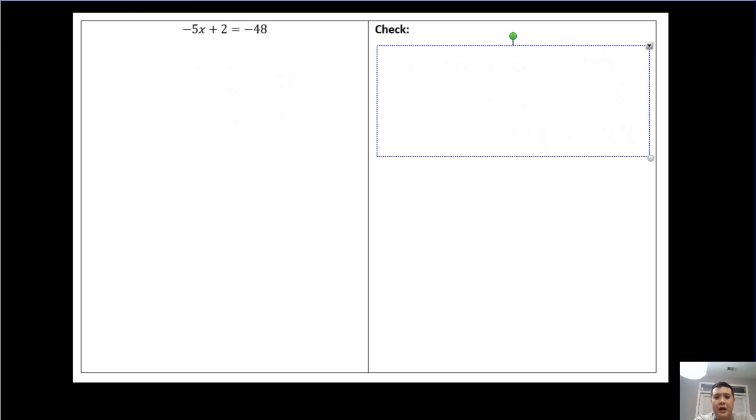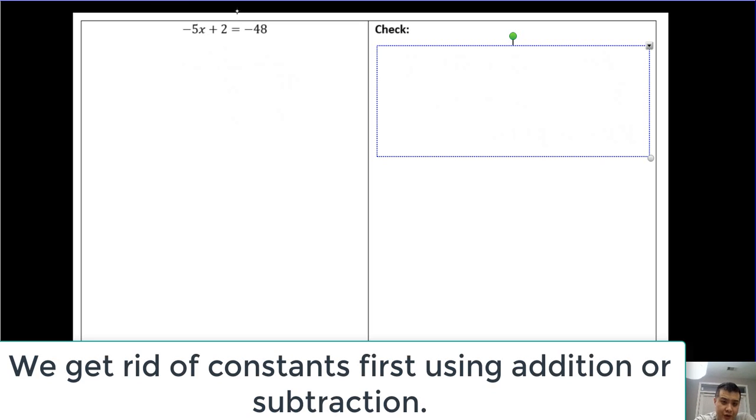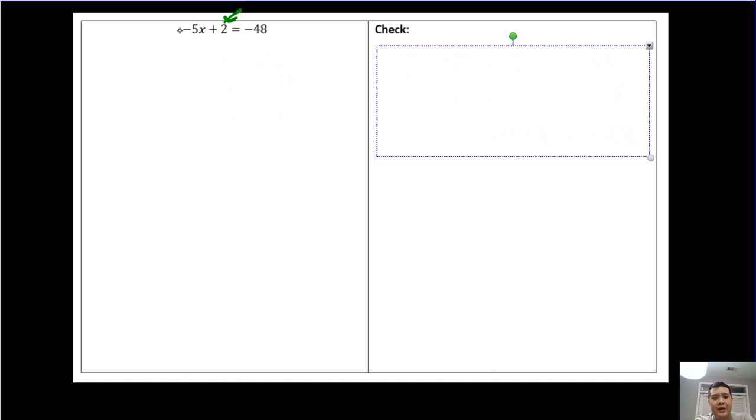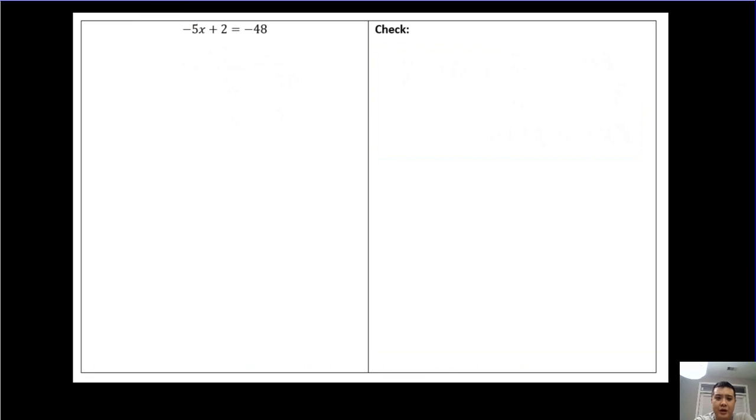Here again, we are first going to always get rid of our constant, which is this 2. Start with that and then get rid of our coefficient, which is the negative 5. Go ahead and try this one out on your own.